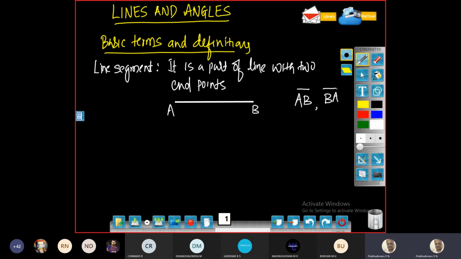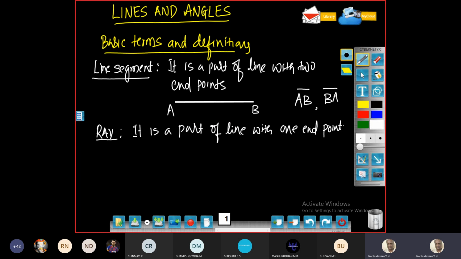The second definition, ray. So let us understand what is a ray. Can you tell me what is a ray? You have already studied all these things in the lower classes. Sir, it is also a part of a line, with one endpoint or starting point. We call this one endpoint or starting point. So we can show it like this.